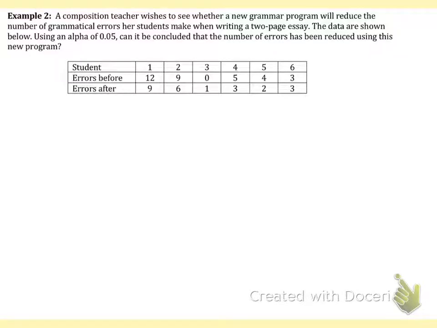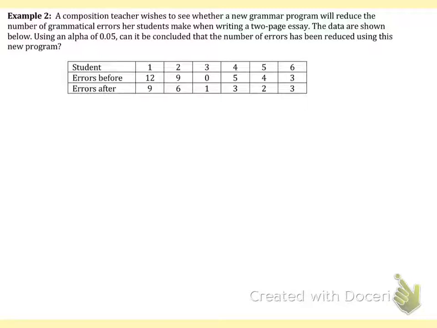Hi everyone, this is example 2 from chapter 18 in your student packet. A composition teacher wishes to see whether a new grammar program will reduce the number of grammatical errors her students make when writing a 2-page essay. The data are shown below. Using an alpha of 0.05, can it be concluded that the number of errors has been reduced using the new program? So this is a paired t-test because the same students are in both samples.